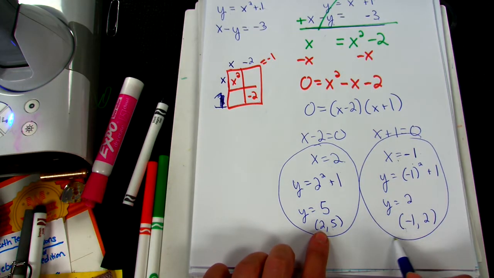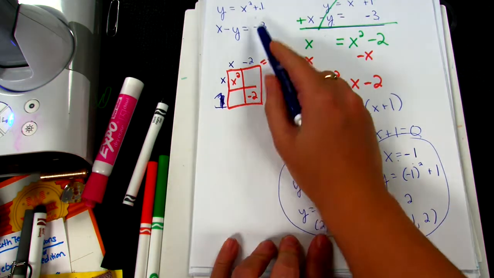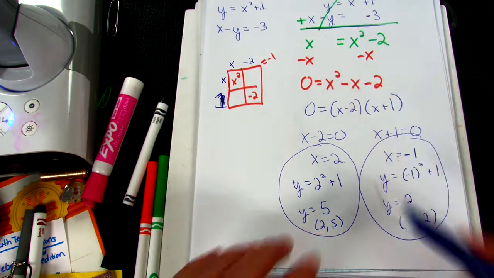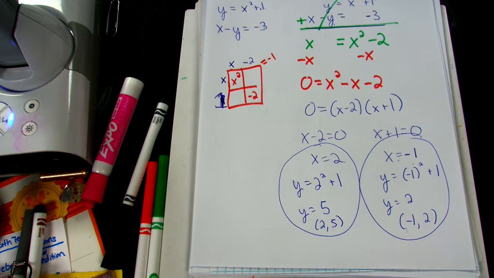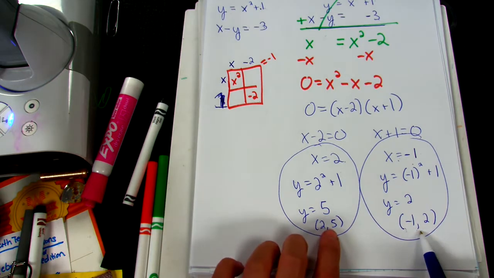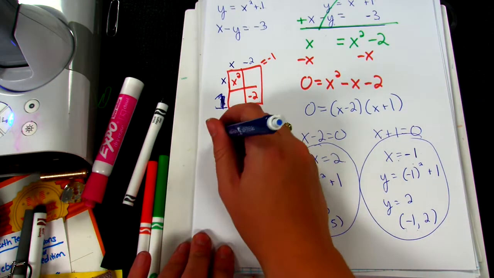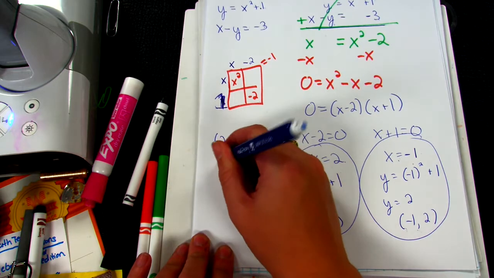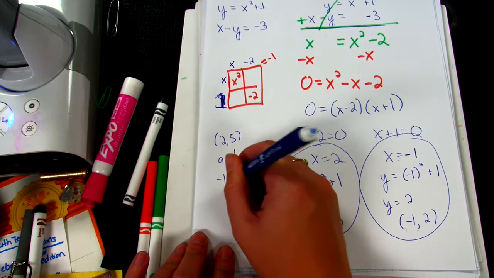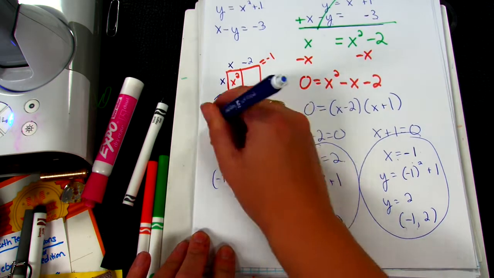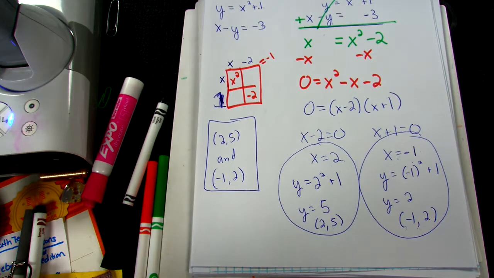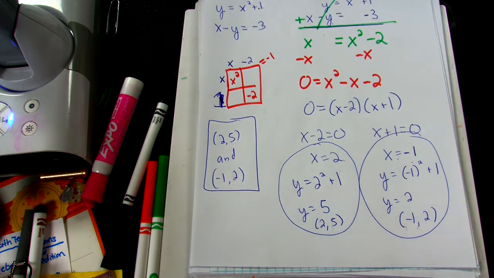And if you looked at the graph, you would notice that this is a quadratic and this is a linear, and so they're intersecting at two spots, so you should have two answers. So your answer should be 2, 5, and negative 1, 2. All right, let's look at another example.